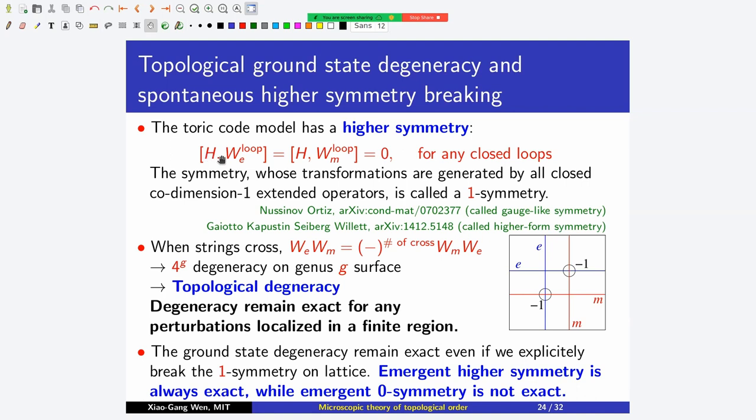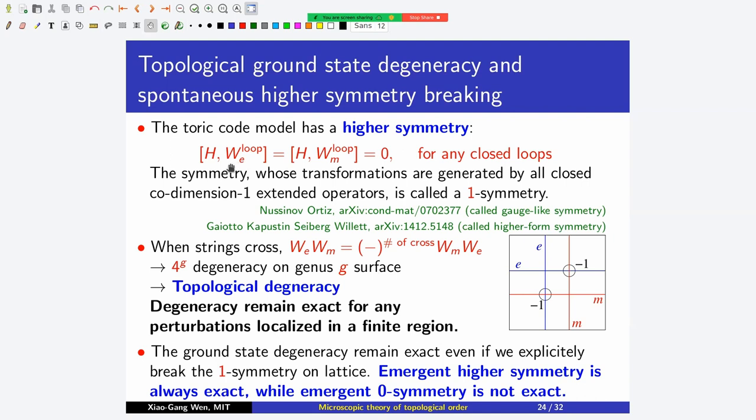Another way to say that: if this string operator forms a loop, it will commute with the Hamiltonian, and that is a symmetry. Any operator that commutes with the Hamiltonian is a symmetry. So amazingly, this toric code model is one of the symmetric models with a higher symmetry, which we will realize later. The higher symmetry has this property: the Hamiltonian commutes with any loops. So it's not like a zero-form symmetry, where there is only one transformation. Here there is a bunch of transformations for arbitrary loops, and they all commute with the Hamiltonian. That's one characteristic of a higher symmetry.